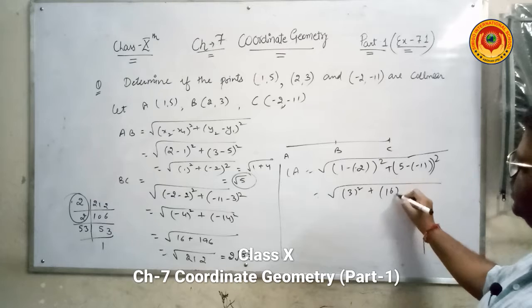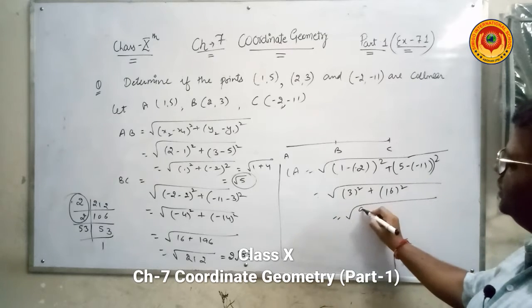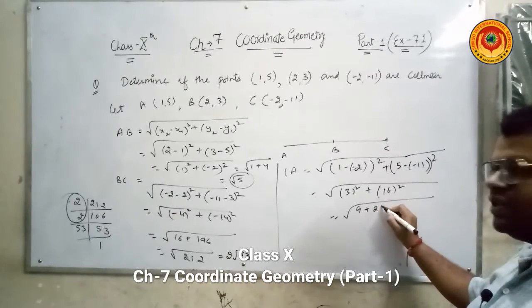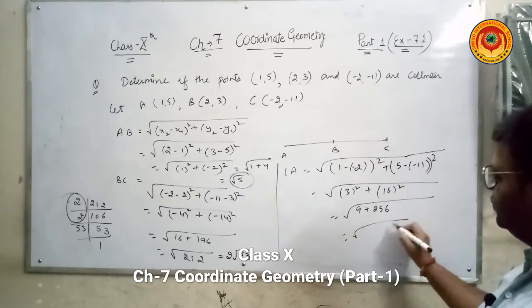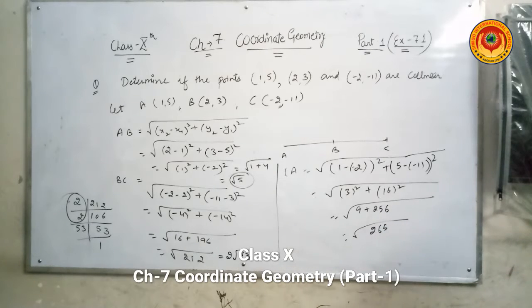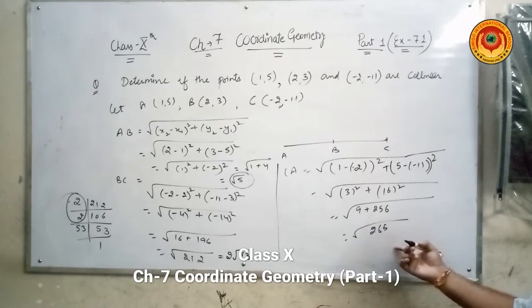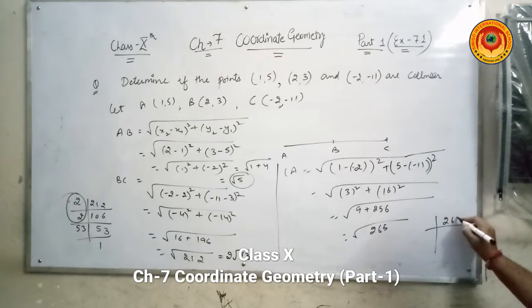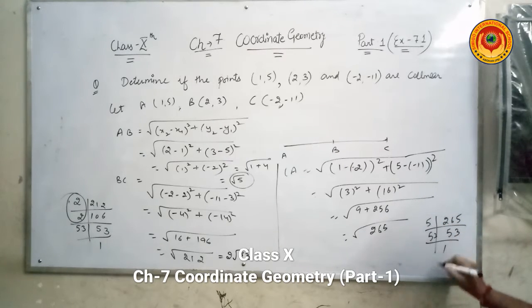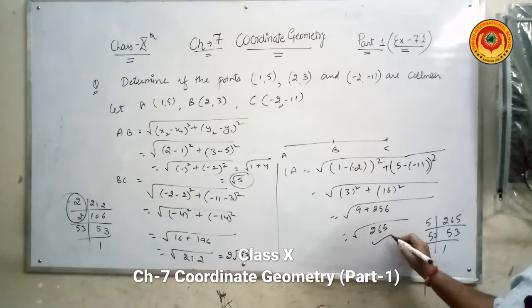5 plus 11, 16. 9 plus 16 square is 256. So it becomes 9, 6, 15, it becomes 265. So if you want to do prime factorization, then do it. It goes on 5 table. Then there is no possibility, no one is in factor. So leave it as it is.